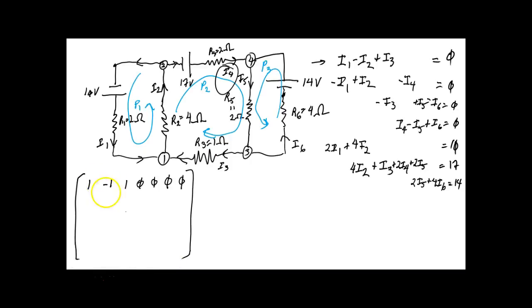There it is. Okay. Second one. Negative 1, 1, 0, negative 1, 0, 0, 0. Next, 0, 0, negative 1, 0, 1, negative 1, 0. Next, 0, 0, 0. Right? Negative 1, positive 1, 0. Next.